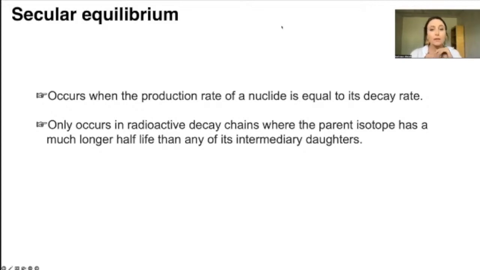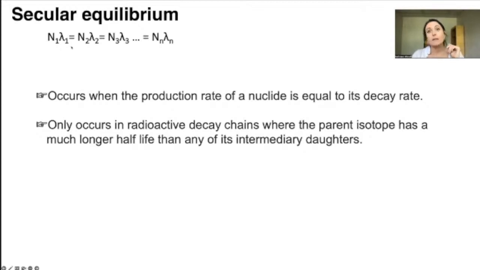We can express secular equilibrium mathematically using activities. So activities are simply the number of disintegrations per second, or the decay rate, with N representing the number of atoms in nuclide 1 and lambda representing the decay constant of nuclide 1. So in secular equilibrium, all of these activities, all of these decay rates, are equal to one another.